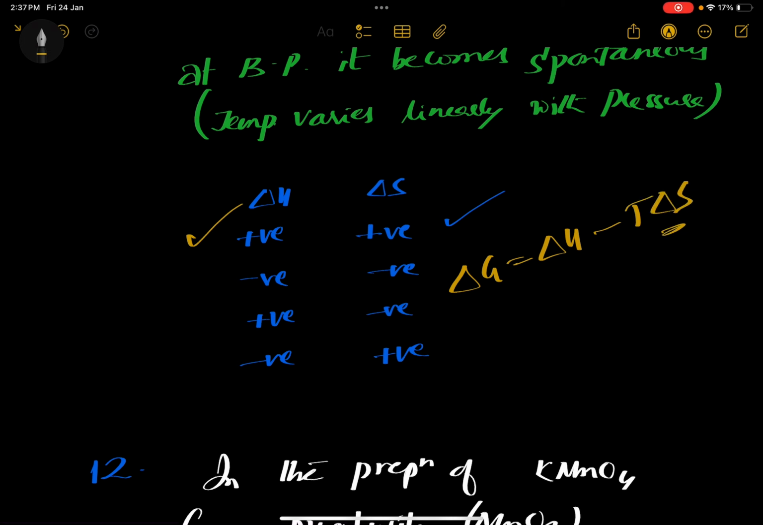He is saying at high temperature it is going to be spontaneous. Okay, now think in that way. High temperature means the T delta S value is going to be more than delta H. Then in that case, delta S should be positive.